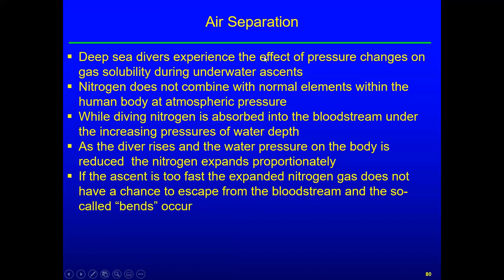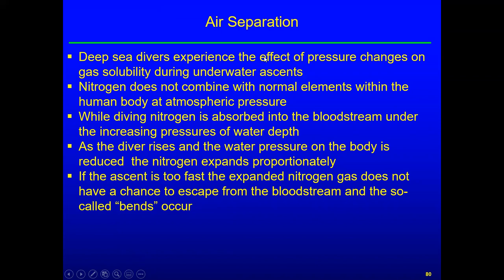Okay. So if anybody does deep sea diving, you have to worry about the bends. If you don't go below like 30 feet, don't worry about it. There's not enough pressure. But if you go below there for extended lengths of time, then you do have to worry about it. Deep sea divers experience the effect of pressure changes on gas solubility during underwater ascents when they're down and they start coming up.